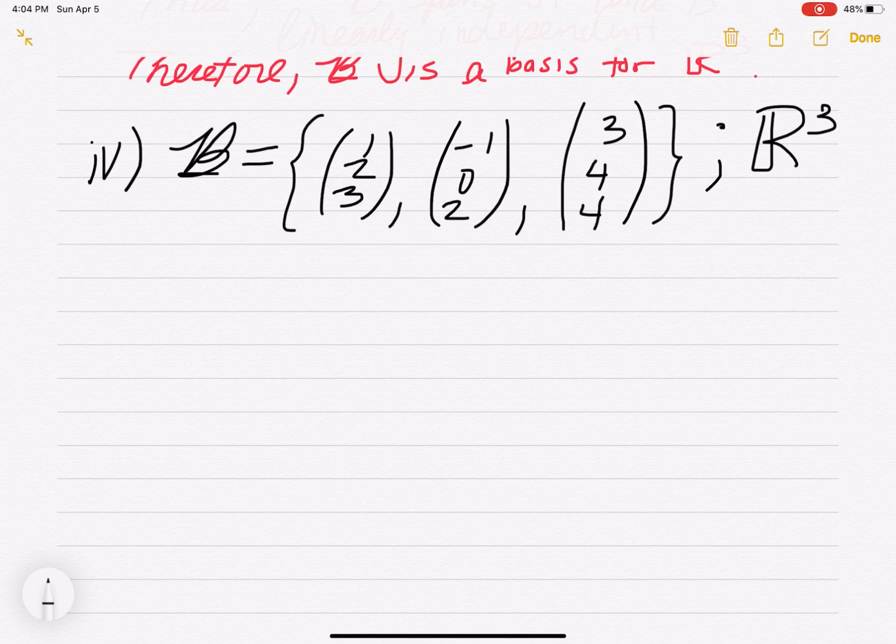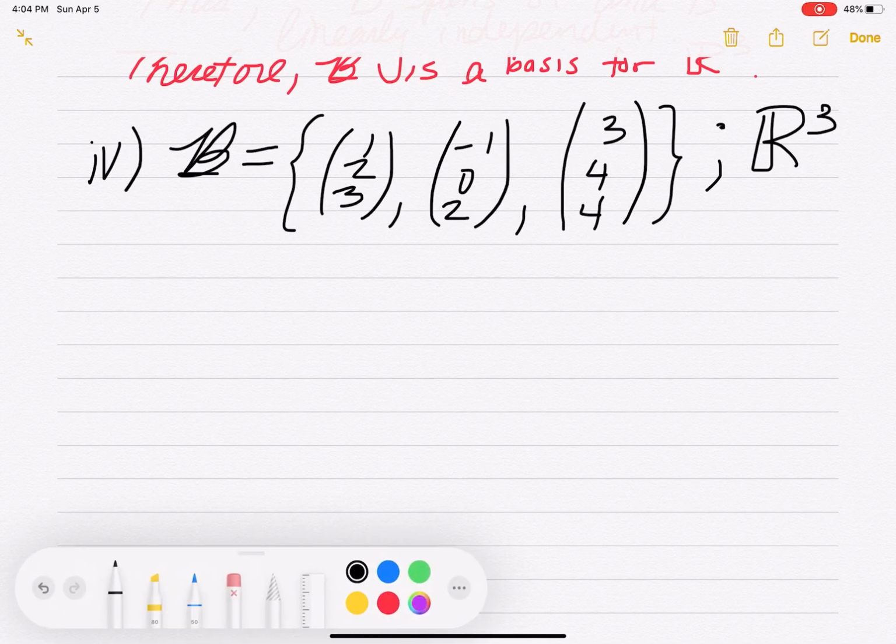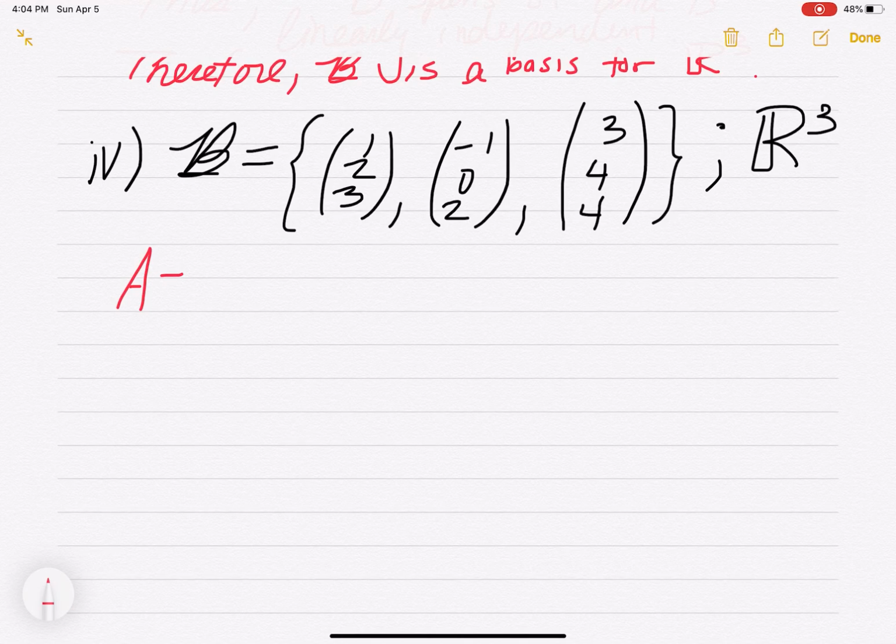All right, so you don't have more vectors than entries. You don't have fewer vectors than entries, so you can't rule out spanning or linear independence. So we're going to actually have to do this the long way. We're going to write down A as our matrix, with first column being the first vector, 1, 2, 3. Second column being negative 1, 0, 2. Third column being 3, 4, 4. RREF that dude in your calculator.